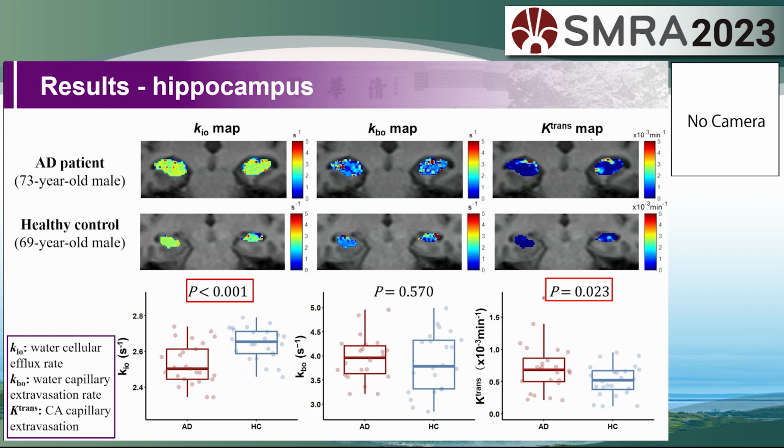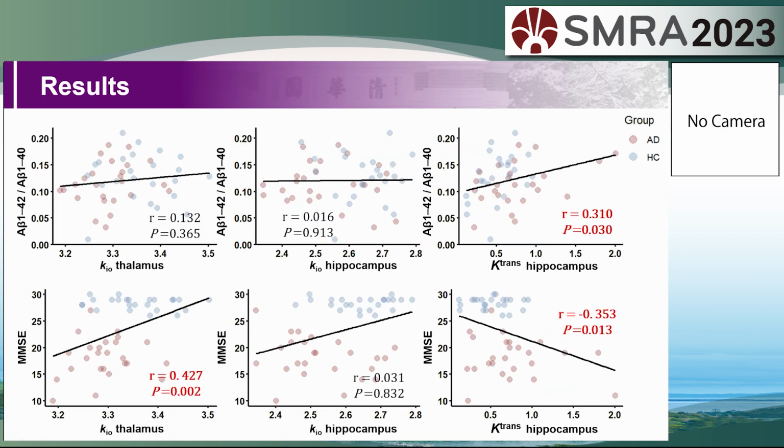But at the same time, AD patients have fewer AQP4 channels, resulting in lower KIO values and a slower rate of A-beta clearance. We also investigated the relationship between the three aforementioned DCE parameters and plasma A-beta ratio, as well as MMSE. We found that higher KIO in thalamus was significantly associated with higher MMSE, and higher K-trans in hippocampus was significantly associated with higher A-beta ratio and lower MMSE score.